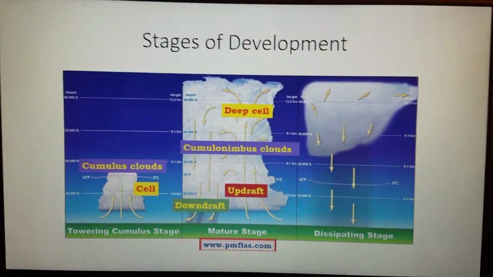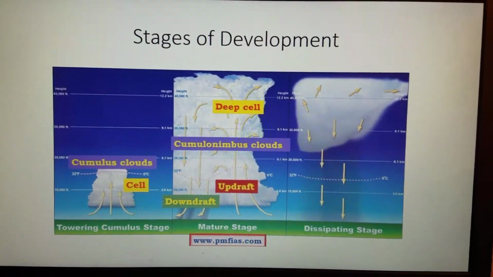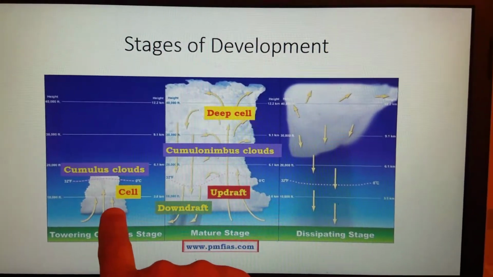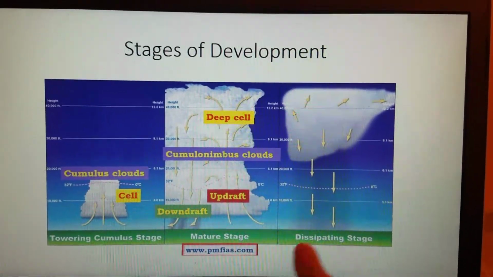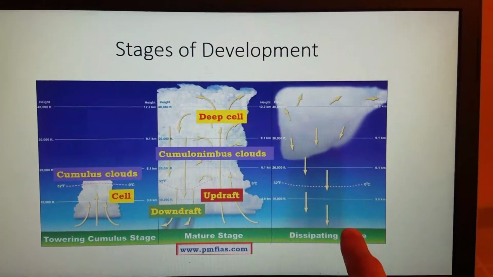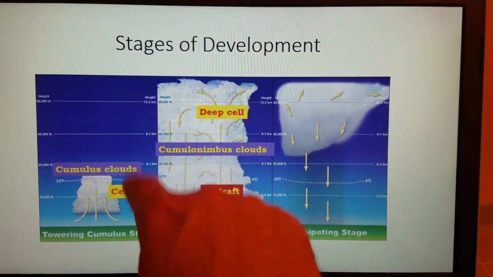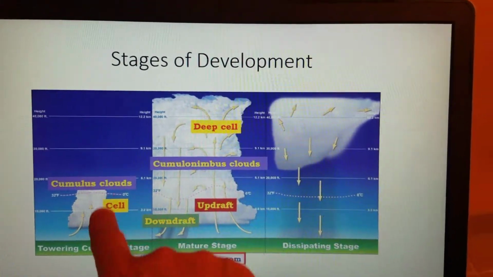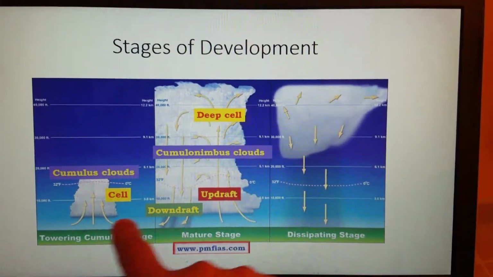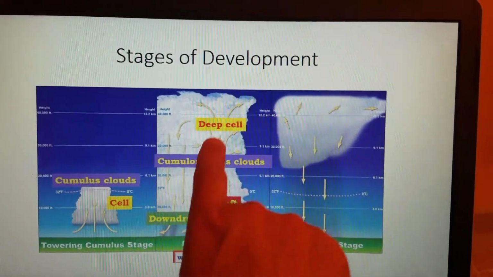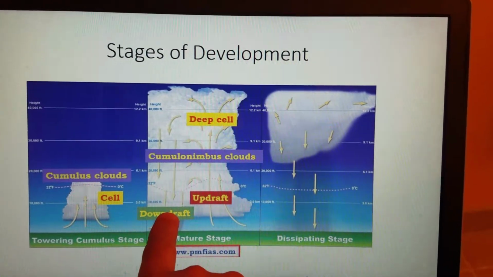All right, so now we move into the stages of development of thunderstorms. There are three main stages of development: the cumulus stage, the mature stage, and then the dissipating stage. I'm showing you a picture of the various height levels in the atmosphere, and the cloud growth in the vertical in each diagram here. The yellow arrows represent your updrafts, and when they're pointed downward, that's the downdrafts.